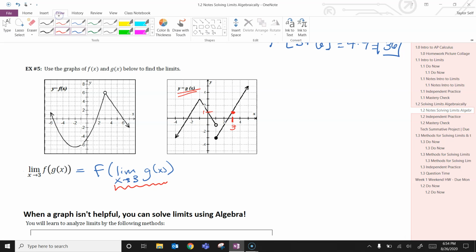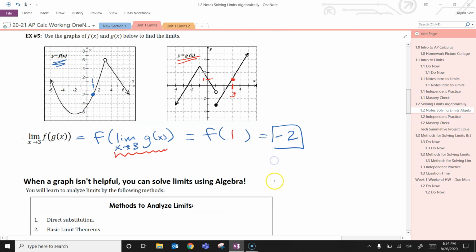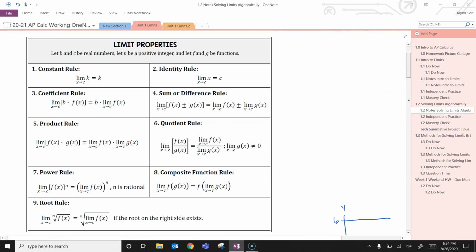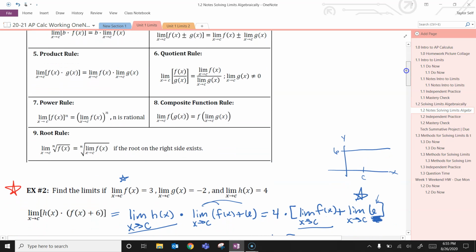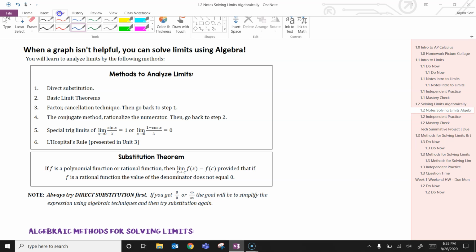So we have f of, and then we're going to put a 1 in there because that limit is 1. Okay, and then equals, now we're just going to find f of 1. So let's go over to the f graph, go to where x equals 1, and f of 1 is the y value at x equals 1, which is -2. Done. Okay, moving on. So just so y'all know, these are limit properties that you should know. If you're struggling with them in Khan Academy, there's reminder videos of how to do them and also a lot of practice problems. Okay, let's move on.